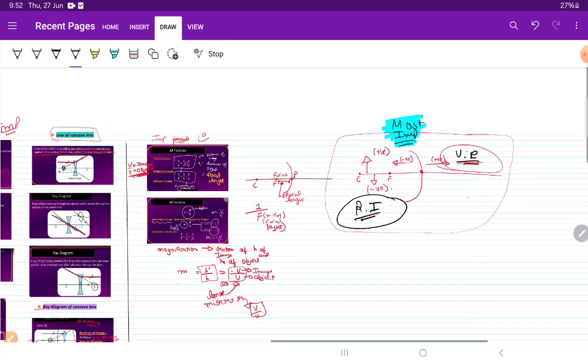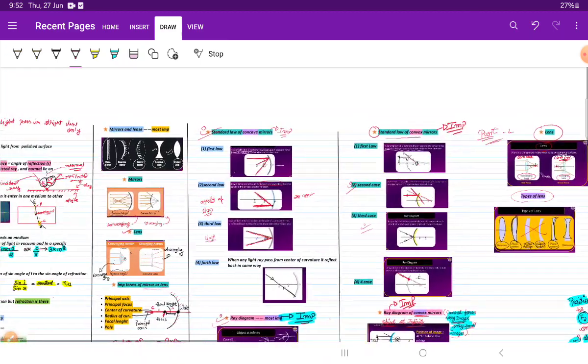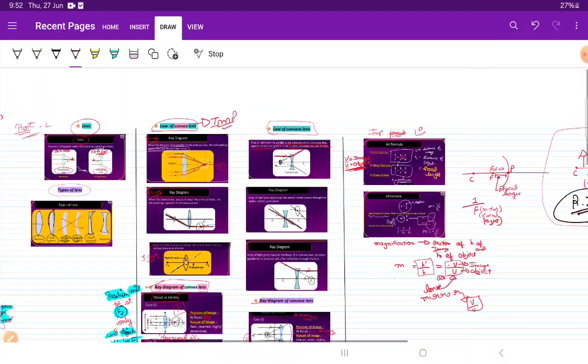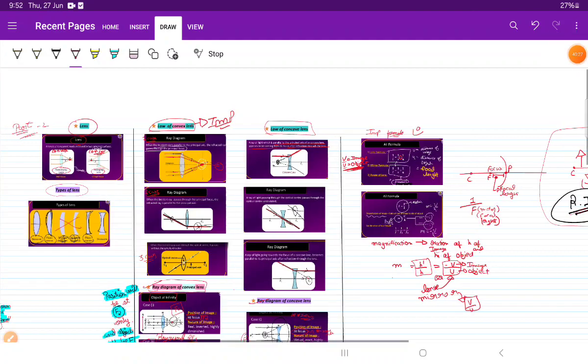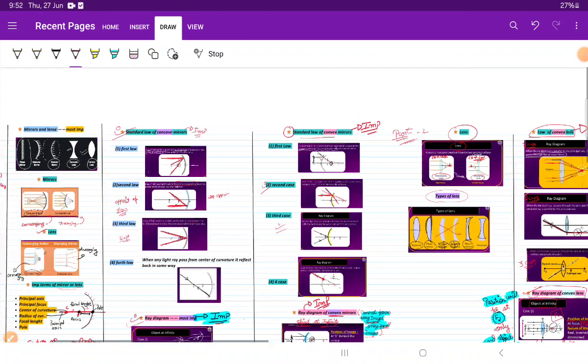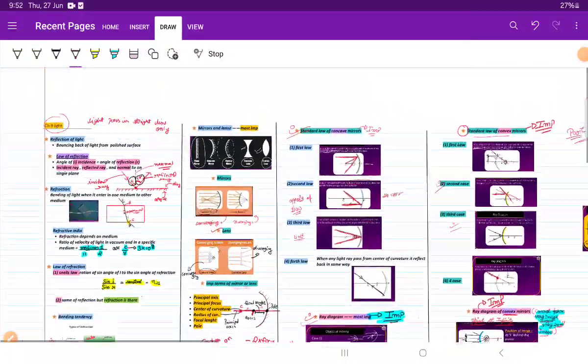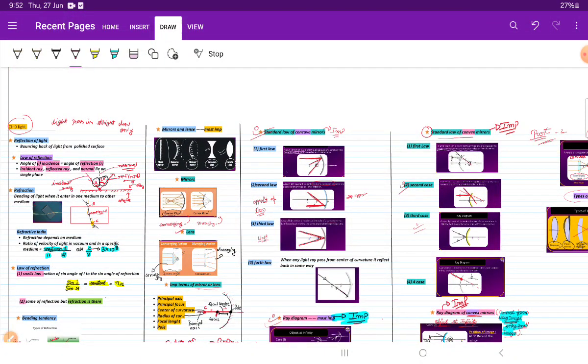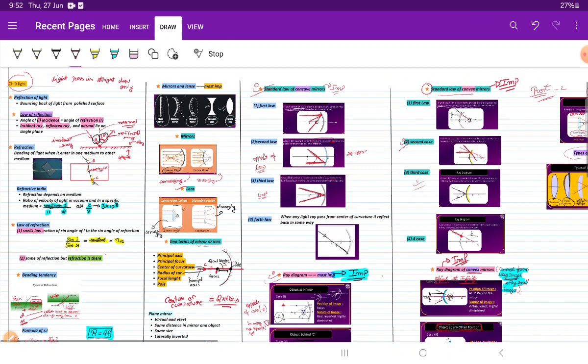Here we have completed our chapter number 9, Light of class 10th, in two parts. In part 1 we have done the topics like the standard laws of concave mirror, the ray diagram of concave mirror, then the reflection, refraction, refractive index, Snell's law, law of reflection, law of refraction, bending tendency. There are 3, 4, 5, 6 laws. So here we have completed our full chapter. We have not missed a single topic.